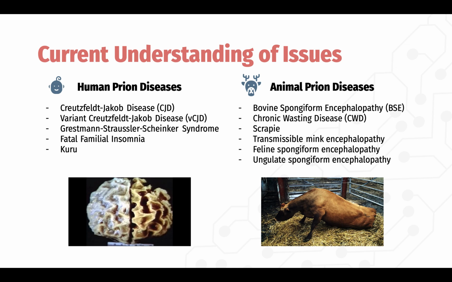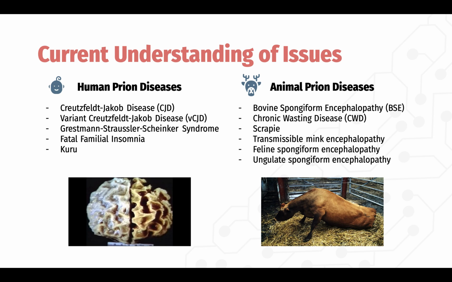And then current understanding of issues. So prions are divided into two categories. So there's human prion diseases and animal prion diseases. And the main ones I'm going to be covering for humans are CJD and vCJD. And then for animals, I'm going to be talking a little bit about BSE and CWD.